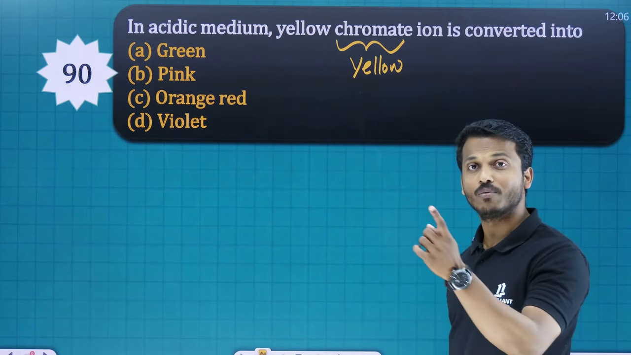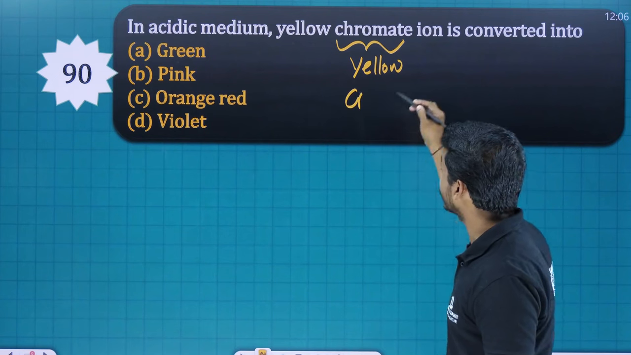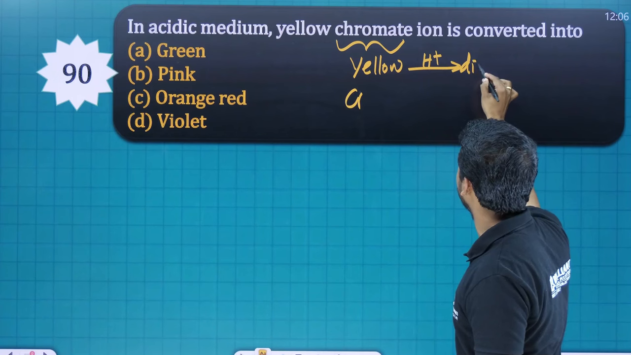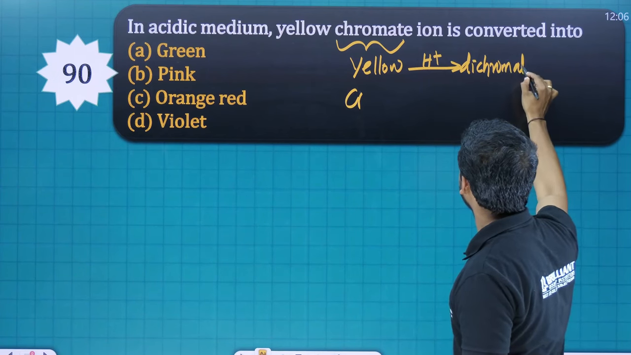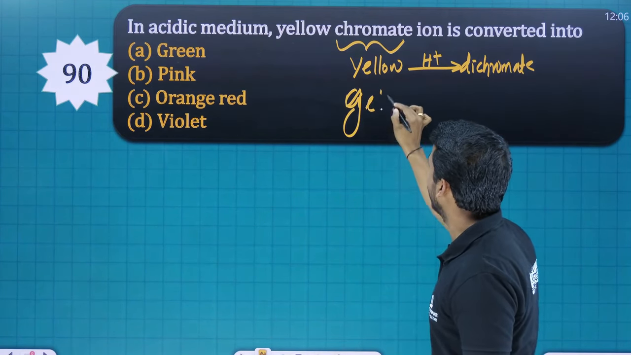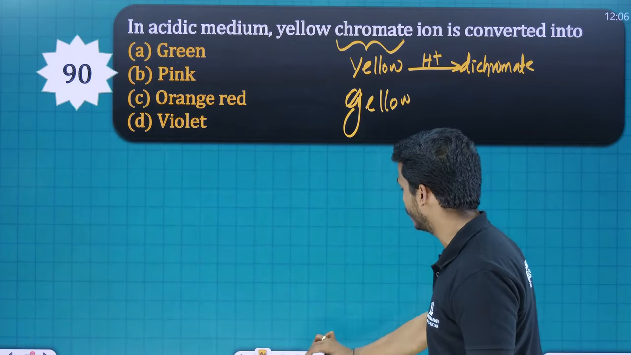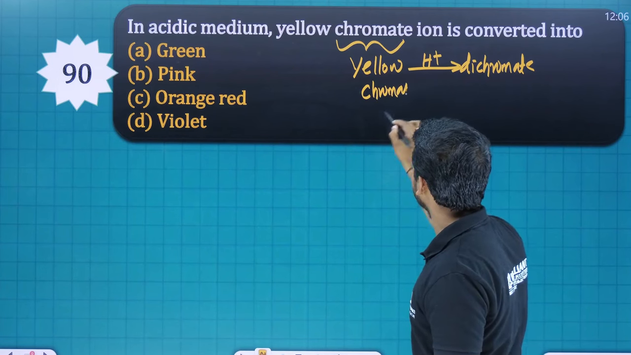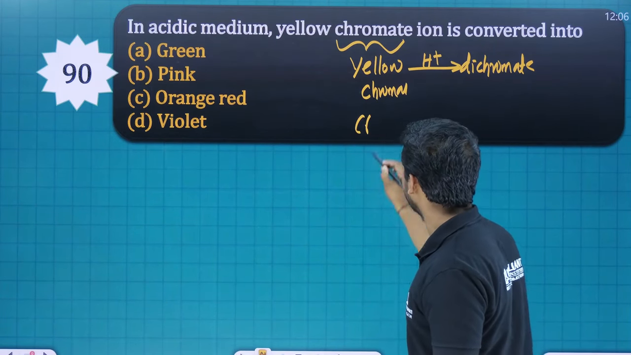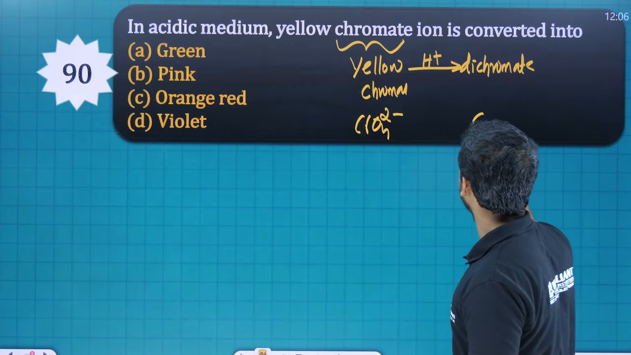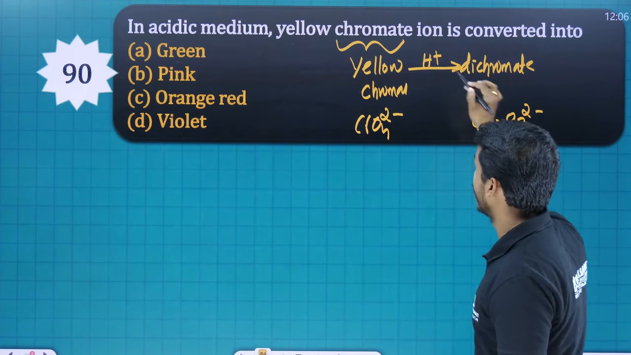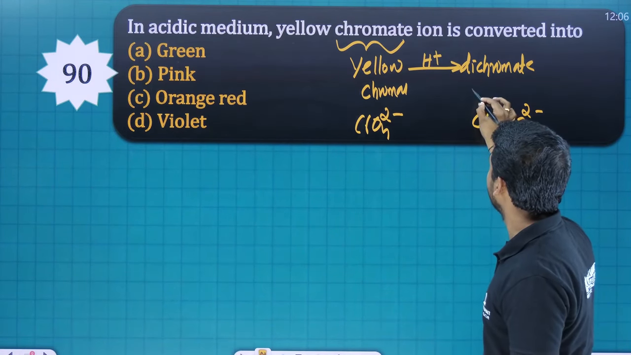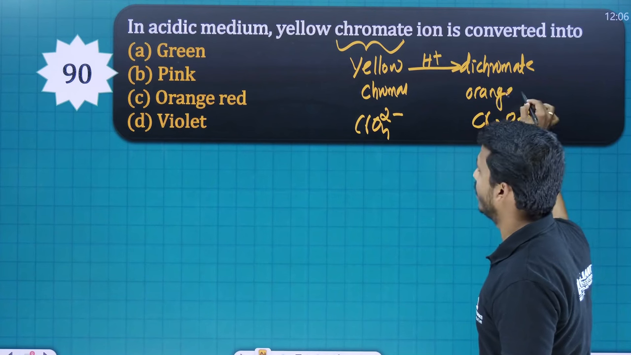When chromate, CrO4 2 minus, is in acidic medium, it is converted to what? Dichromate, right? Chromate is yellow in color, CrO4 2 minus. And dichromate is Cr2O7 2 minus. Chromate is yellow in color. In acidic medium, it is converted to dichromate. That is orange red in color.